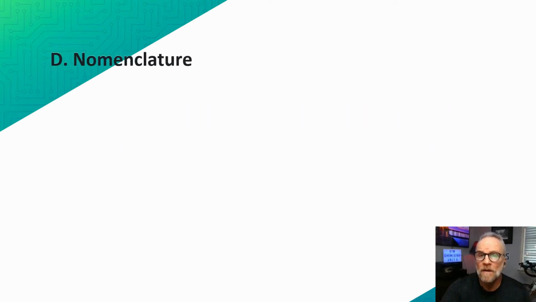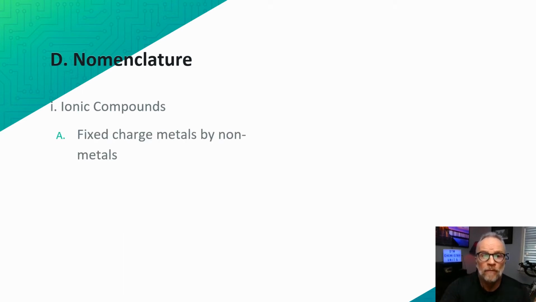Okay, so now we are going to talk about nomenclature, or naming compounds. And the first type of compounds that we will talk about are how to name ionic compounds. And within ionic compounds, you have fixed charged metals, and then you have non-fixed charged metals. So the first type we will be covering are the fixed charged metals by nonmetals.